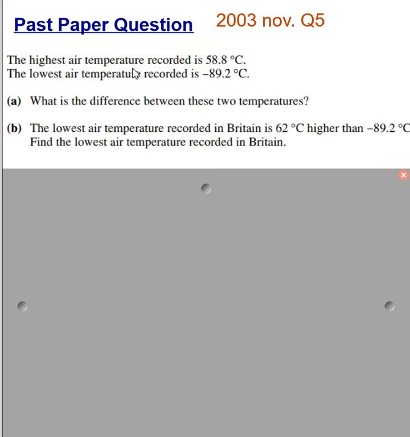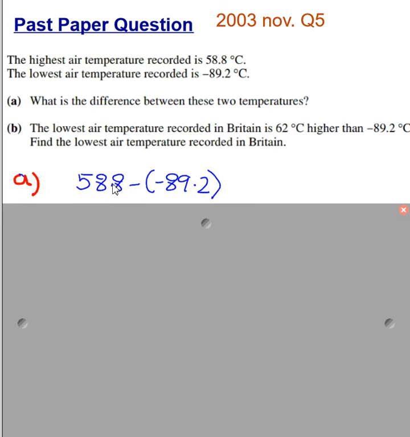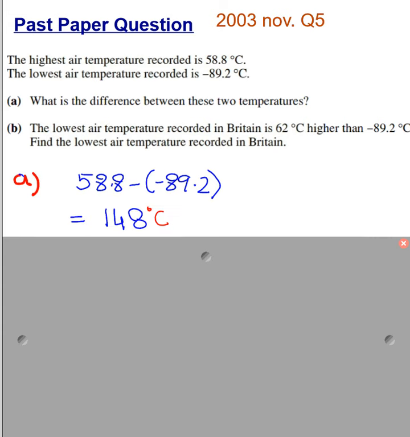Now, the highest temperature recorded is 58.8 degrees centigrade, and the lowest temperature is minus 89.2. In these types of questions, the first part is usually about the difference between the two temperatures. The trick here is because of the negative number, right? To find the difference, we always do highest minus lowest. So highest is 58.8 minus the lowest, which is minus 89.2. So it will be added.